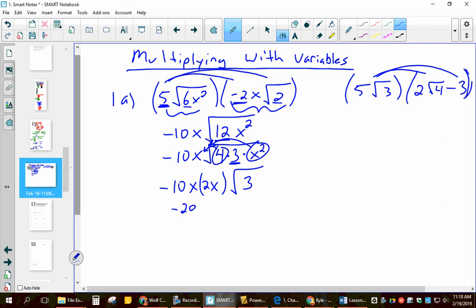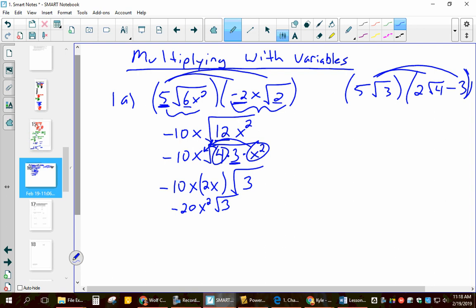And what is x times x? x squared. And then root 3. So that would be the whole thing. Yeah? Are we feeling better about that now? Maybe? Okay.